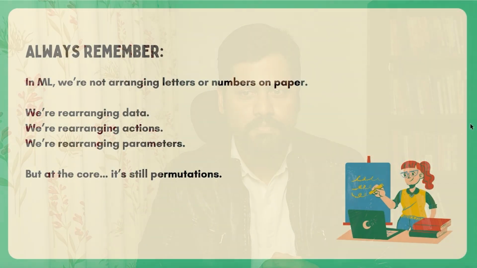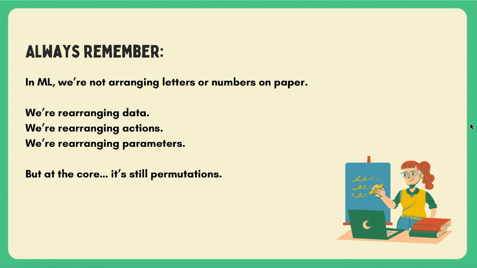machine learning. As engineers, we must remember that in machine learning, we are not just arranging data or letters or numbers on paper. We are rearranging data, we are rearranging actions, we are rearranging parameters like hyperparameters in our last use case of permutations in machine learning. But at the core of everything, whether we are rearranging sound waves, we saw one application of permutation in machine learning using sine waves for sounds and signals, at the core of everything what we are doing, it's permutations.